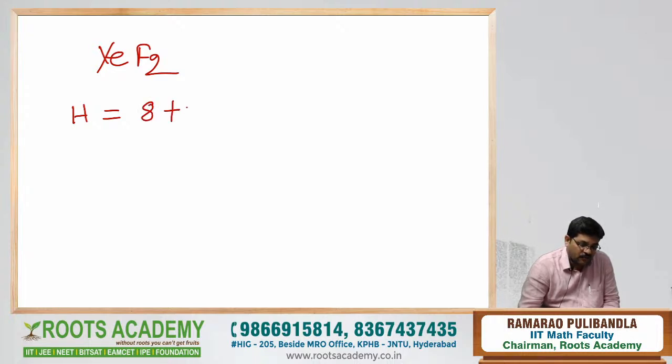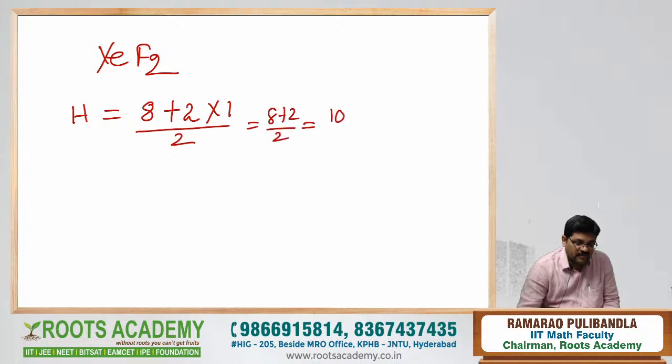And you are very well known, 2 fluorines are there. So does fluorine form a single bond or double bond? Fluorine is able to form a single bond. That's why you write fluorine 2 into 1, by 2. That means you write 8 plus 2 by 2, which means 10 by 2. 10 by 2 is equal to 5. That means hybridization 5.